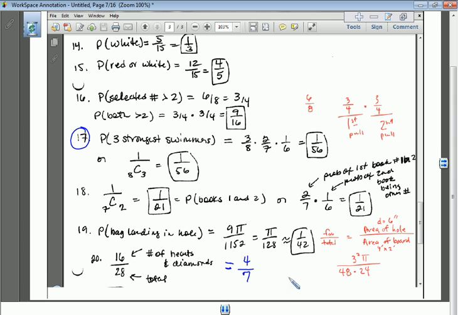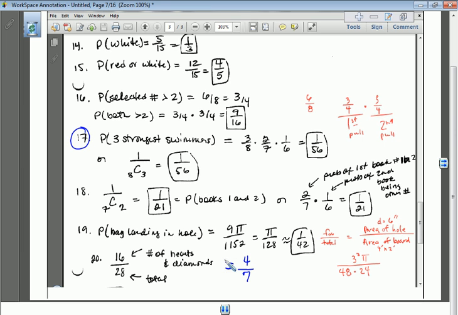Number 20. Okay, on number 20, the question reads, an experiment consists of choosing one card from a standard deck of cards and then replacing it. The experiment was done several times. The results are 8 hearts, 8 diamonds, 6 spades, and 6 clubs. What is the experimental probability that the card is red?